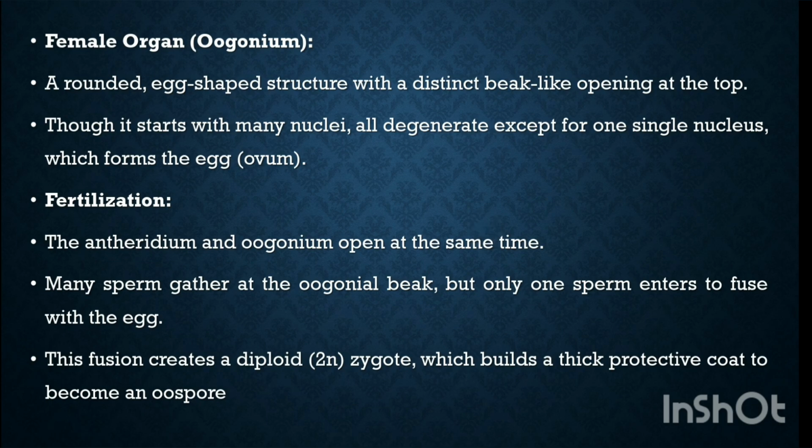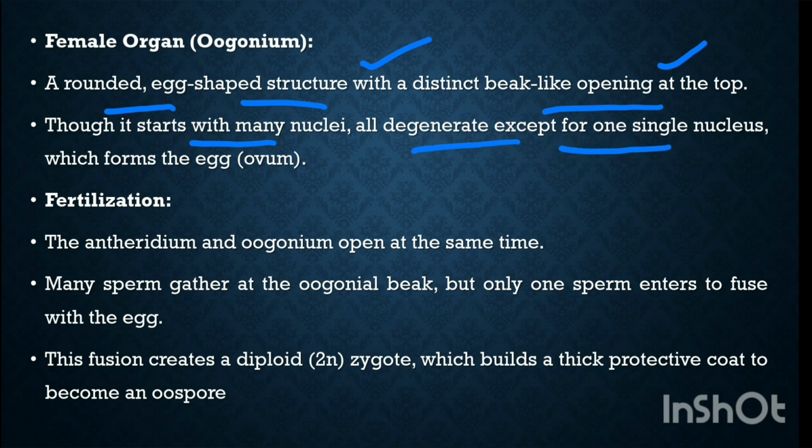Next, the female organ is called the oogonium. It is a rounded, egg-shaped structure with a distinct beak-like opening at the top. Though it starts with many nuclei, all degenerate except one single nucleus. So finally it produces a single egg.